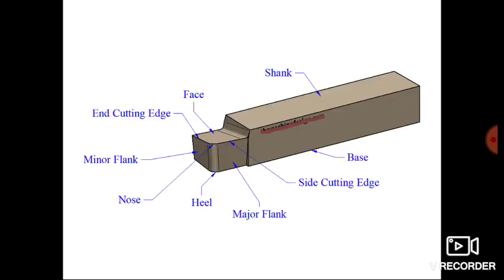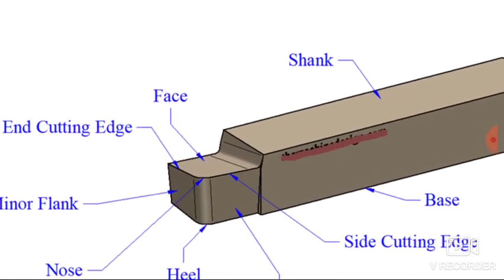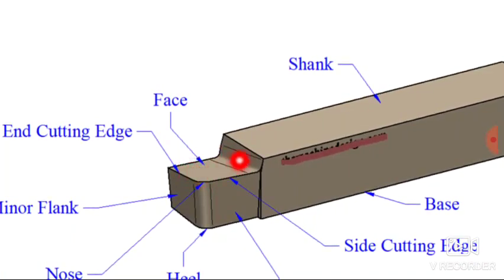So this is the CAD model of a single point cutting tool, which is showing its different parts. Now this portion is known as the shank of the cutting tool. The shank is the major body of the cutting tool. Then this portion is known as the face of the cutting tool. The surface over which the chip flows during the machining process is known as the face of the cutting tool.